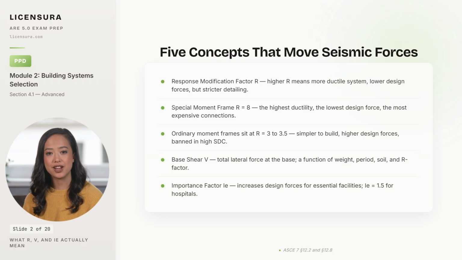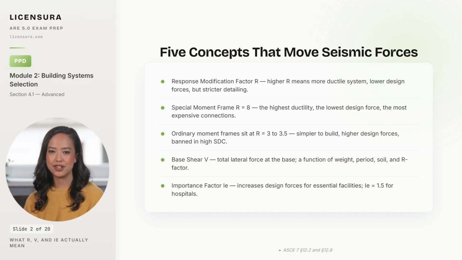The reason is that ductile systems can absorb energy through controlled yielding instead of resisting it elastically. So the code lets you design for a fraction of the actual demand if you commit to the detailing that delivers the ductility. Special moment frames sit at R equals 8, the highest available, which is why they show up in major California projects despite the cost. Ordinary moment frames sit at R equals 3 to 3.5, much higher design forces, much simpler connections, and they are not allowed in SDC D and above.